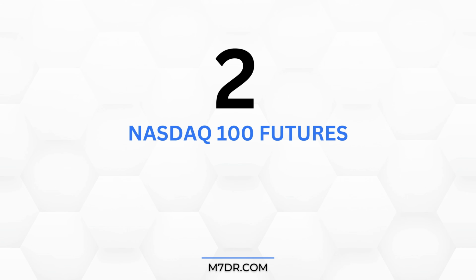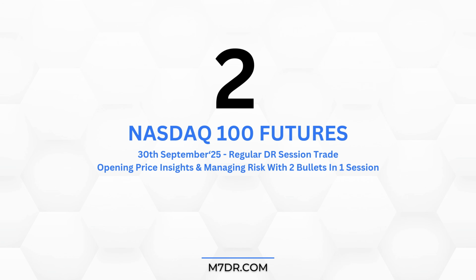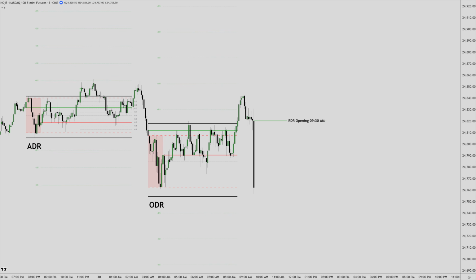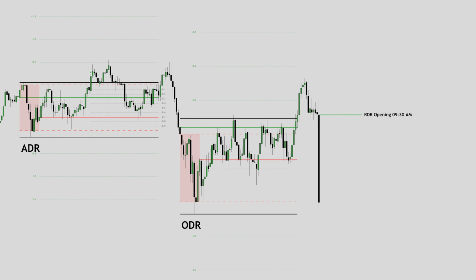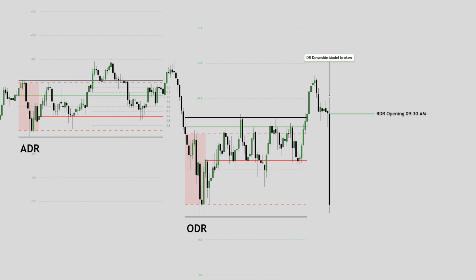Trade 2, September 30th, 2025, opening price insights and managing risk with 2 bullets. Once again, the regular session opens at 9:30 a.m. The RDR opening candle already gives you key information. You can immediately exclude both the upside and downside models. Why? Because it opened above the overnight session highs, making a downside model not possible anymore, and the upside model wasn't even intact at all.